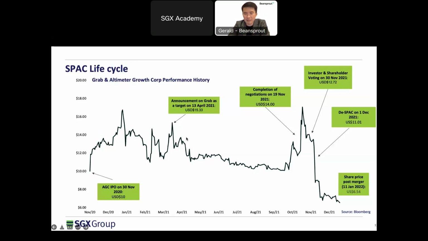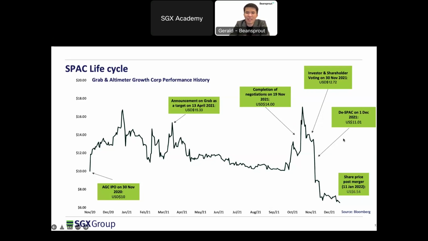Thereafter, they took some time to do their due diligence and make sure that everything was in place. Then the negotiations were completed in November, and the shareholder vote took place on 30th November 2021. The shareholders of Altimeter Growth Corp gave the approval for the business combination. The 2 companies combined, which is what we call a de-SPAC, and that took place on 1st December 2021.